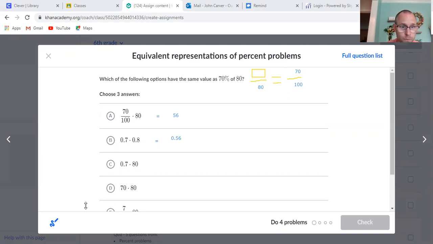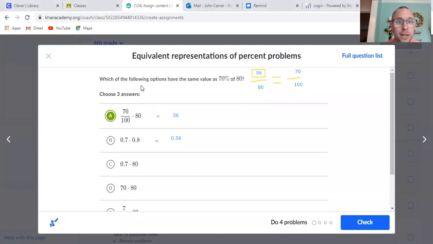So equals 56. So guess what goes right there? 56. So let's see if I can get in there. Probably won't be perfect, but 56 goes right there. So yeah, it works. Okay, so we know that A is a correct choice. A is a correct choice. I'm going to choose A.